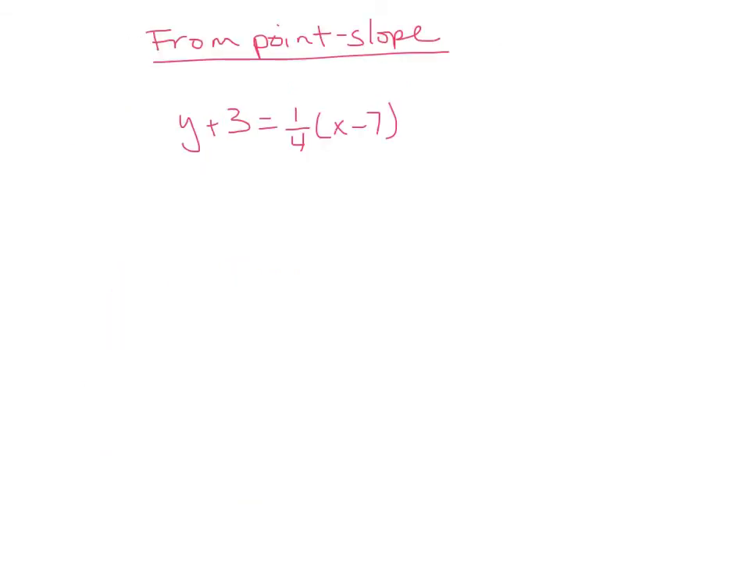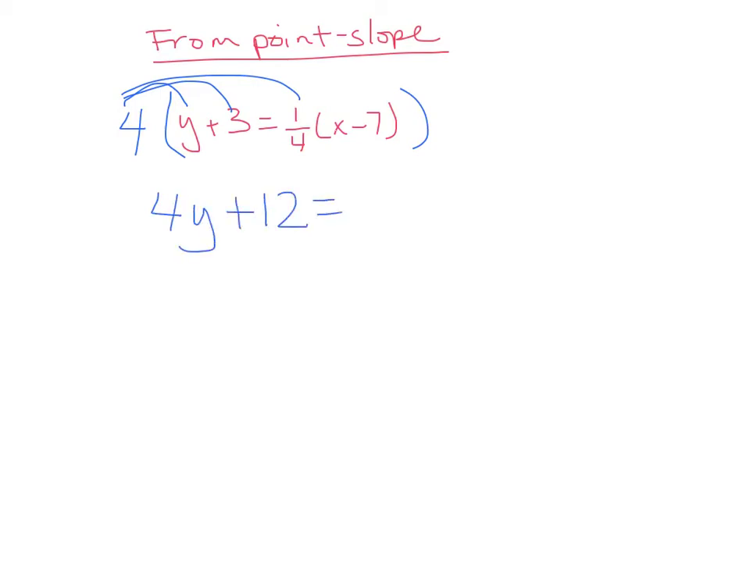The other example we're going to do is when we have point-slope form, and point-slope's a little bit more complicated. Again though, we're going to multiply by the denominator of the slope, and we're going to multiply everything. So 4y plus 12, that part's easy.